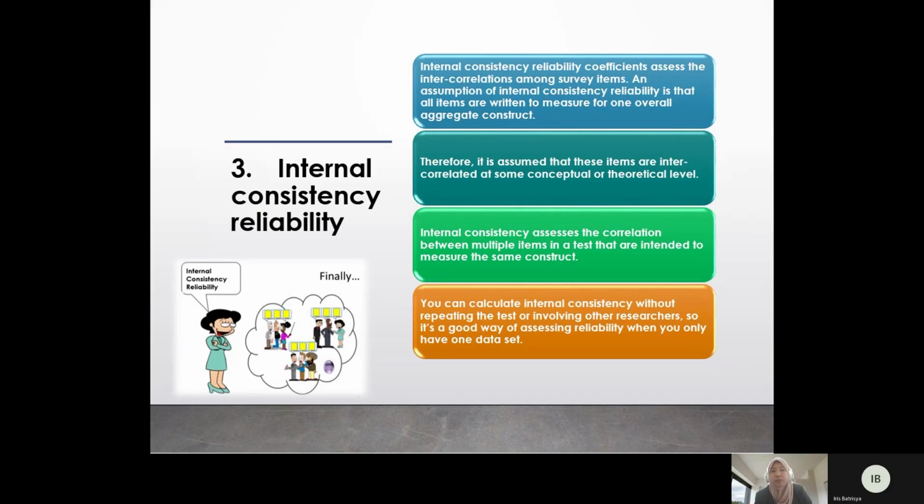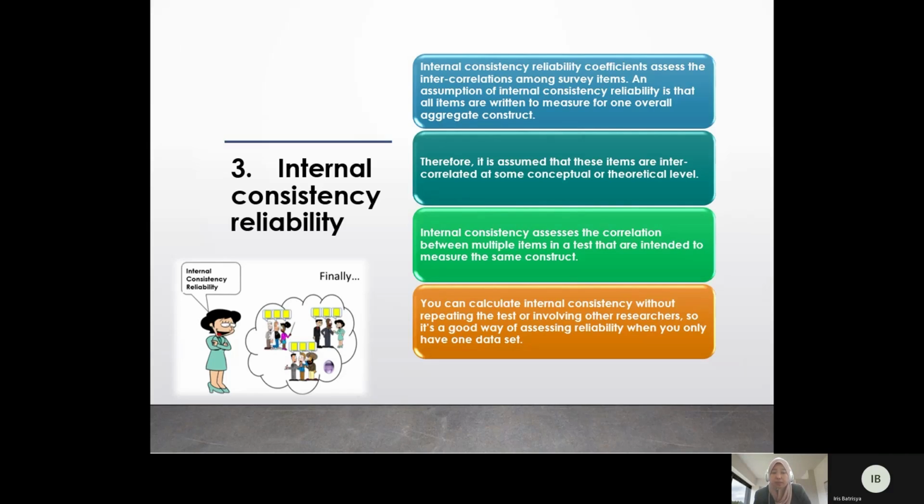It assesses the intercorrelation among the survey items. An assumption of internal consistency reliability is that all items are written to measure one overall aggregate construct. Therefore, it is assumed that these items are intercorrelated at some conceptual or theoretical level. Internal consistency assesses the correlation between multiple items in a test that are intended to measure the same construct.